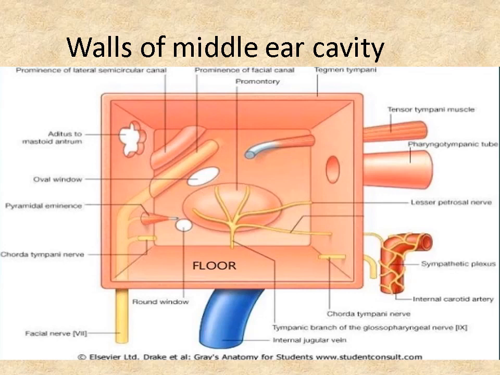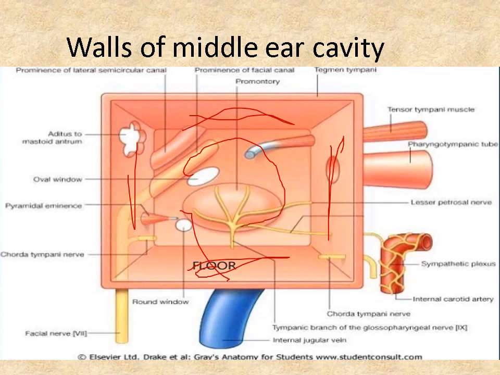Now this is very important, walls of the middle ear cavity. As we mentioned earlier, the middle ear cavity is a 6-walled cavity. I want you first to imagine the diagram. Here we removed the lateral wall, the tympanic membrane, and we're looking from the inside. So we have here the floor, the roof, the anterior wall, the posterior wall, the medial wall here inside, and we removed the lateral wall. Okay? Let me erase this.